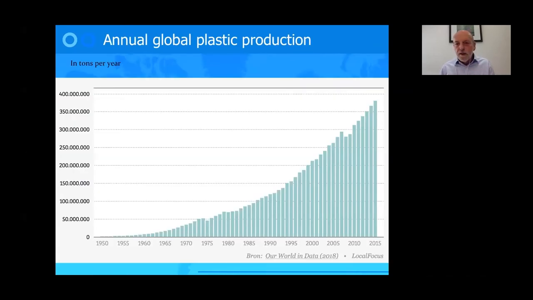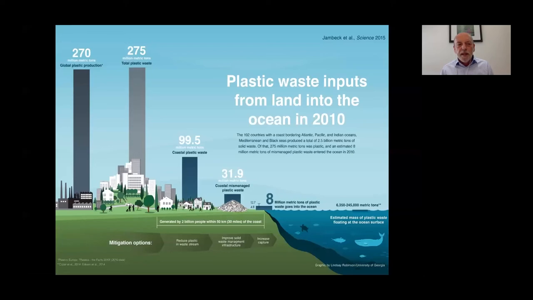Another aspect which received considerable attention over the last years is the plastic issue in the ocean. I mean, the annual plastic production increased tremendously from the 1950s. So 60 years ago, there was hardly any plastic production. And this increase is essentially exponential, the global annual plastic production is indicated here. And from this plastic production, a lot is entering the sea via rivers because of mismanaged plastic waste. About 8 million tons of plastic are entering the ocean every year.